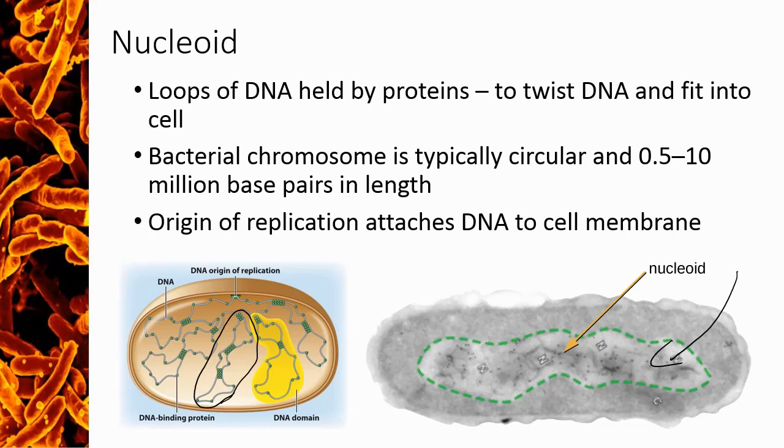These bacterial chromosomes are typically circular and somewhere between 500,000 to 10 million base pairs in length. Compare that to the human genome, which is 3 billion base pairs. It shows you just how much smaller bacterial genomes are compared to ours. There is one origin of replication in the genome that's physically attached to the cell membrane itself. This is important for DNA replication and cell division, which we'll talk about later in the semester.